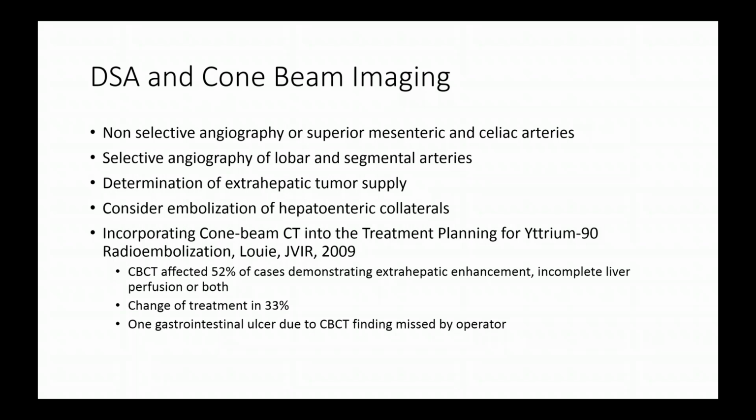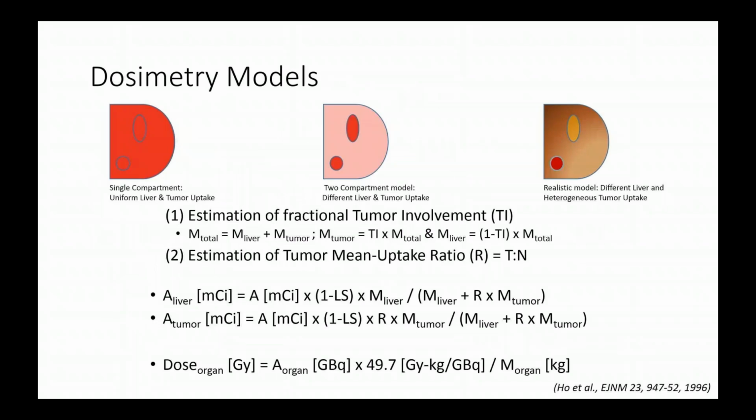Really briefly, I want to talk about dosimetry models. The left model is called single compartment, the way that we historically looked at how the Y90 itself distributed into the liver and tumor compartments, assuming that they were uniform. But honestly, that's not the truth. The truth is probably on the far right-hand side, which is the realistic model, which has different uptakes in the tumor and the normal liver.